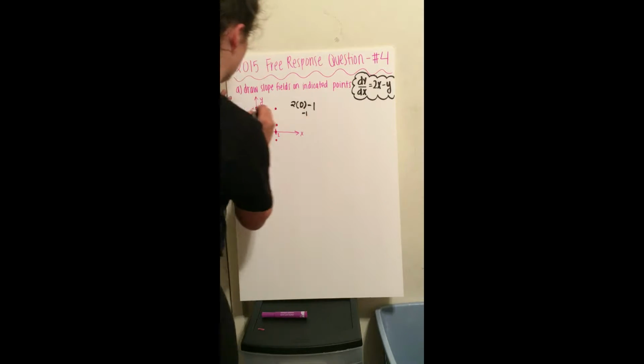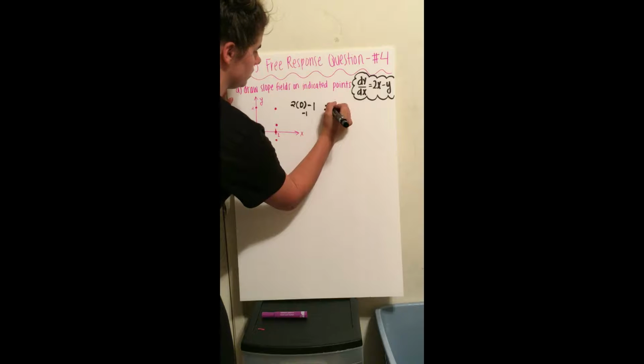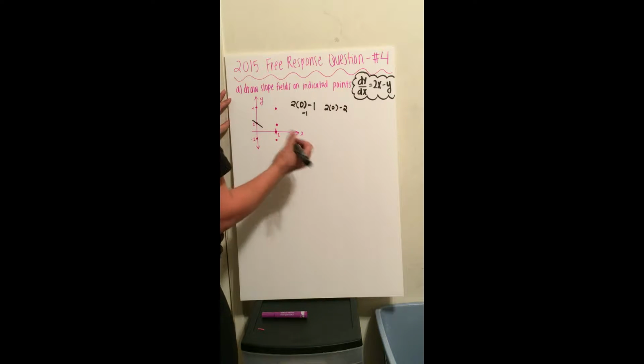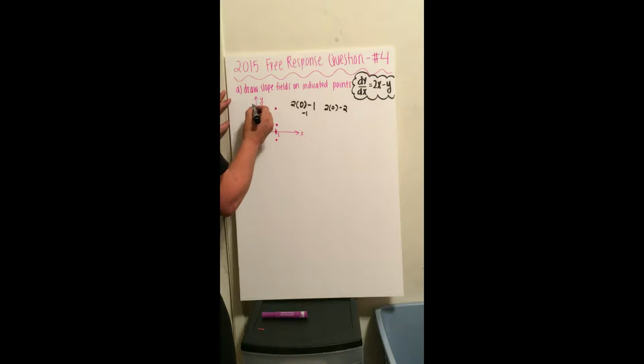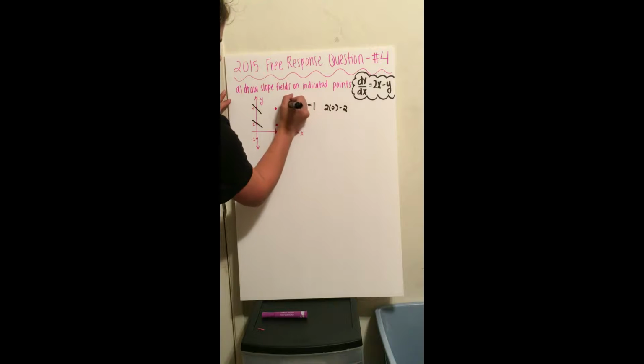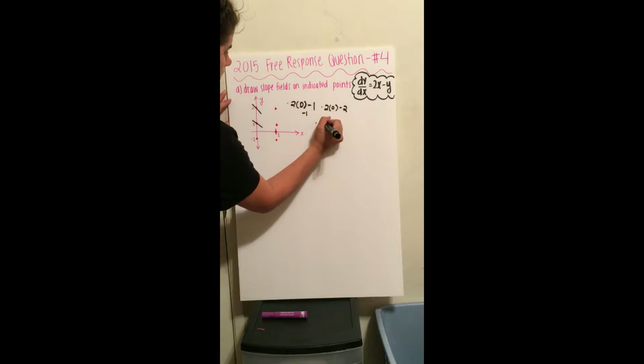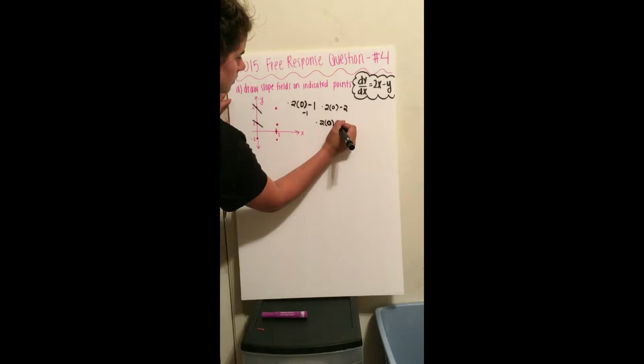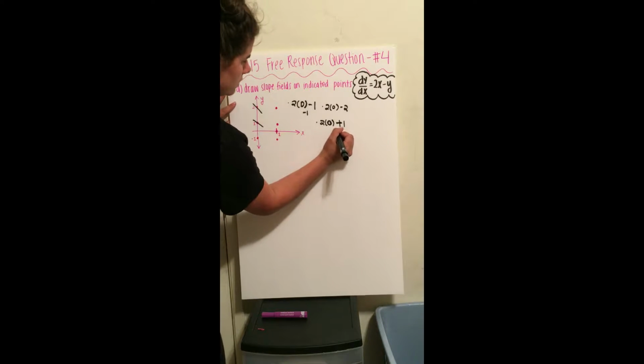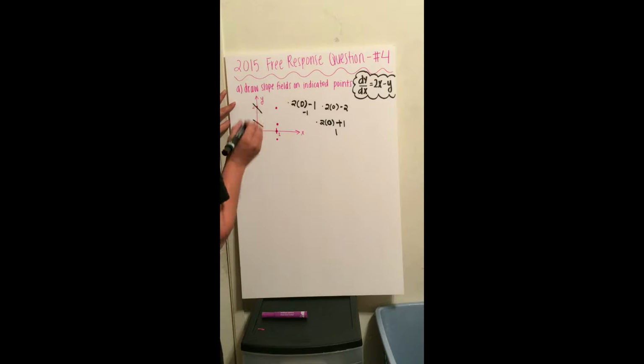For something like this point, it would be 2 times 0 minus 2, which is even steeper. For this point, it would be 2 times 0 minus -1, which makes this a plus. So it's 1, and it switches the other way.